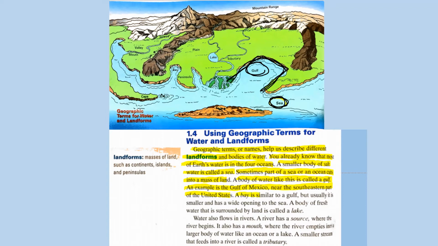A bay is similar to a gulf, but usually it is smaller and has a wide opening to the sea. A body of fresh water that is surrounded by land is called a lake. So if we look back here, notice that a bay is a smaller gulf. It's a real small gulf. And then a lake is even smaller than that and is completely surrounded by land.